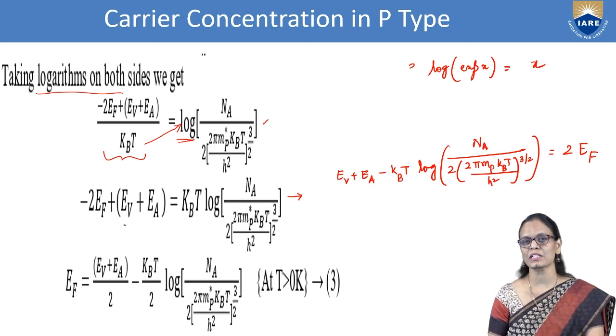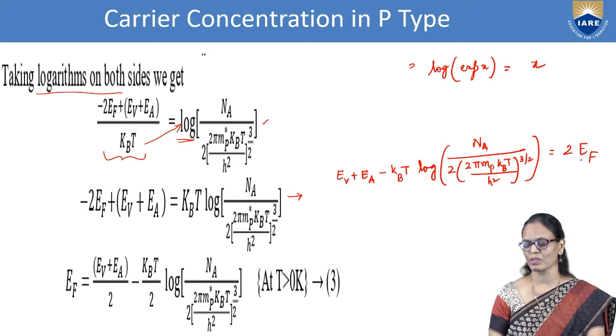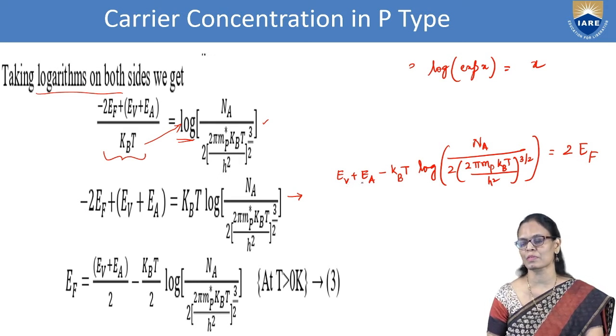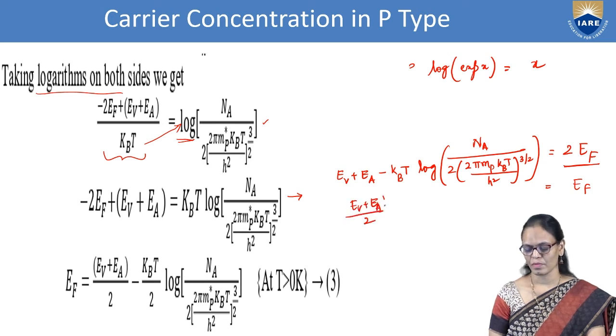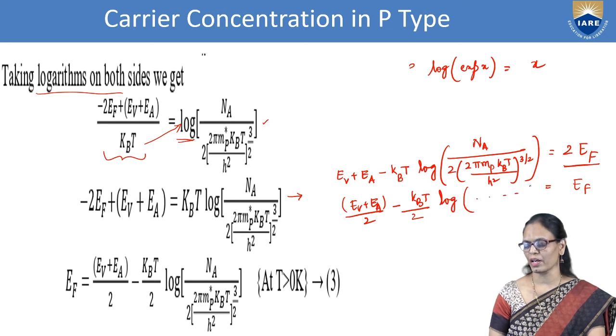I brought the KBT term onto this side and have taken 2EF onto the right hand side. So this also becomes plus, this also becomes plus. Now I want only EF. So EF will be equal to what? We have EV plus EA by 2 minus KBT by 2 log the whole term we have.